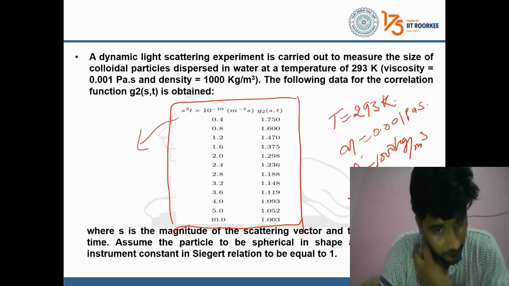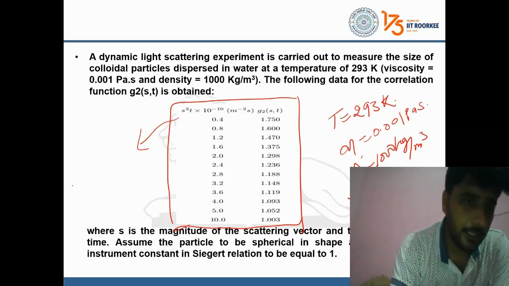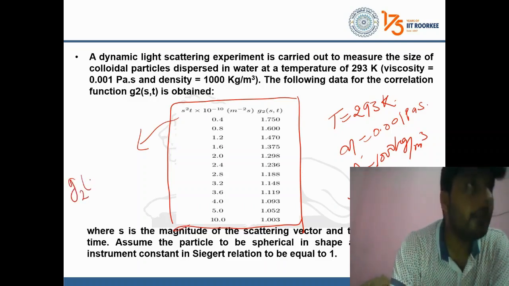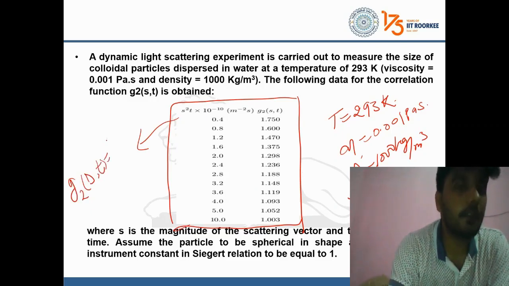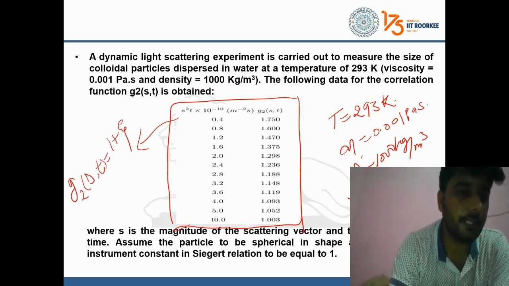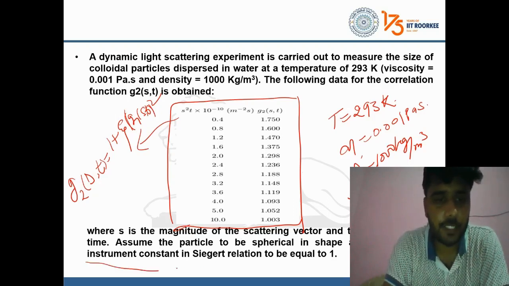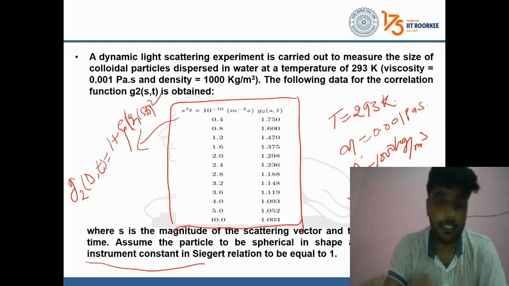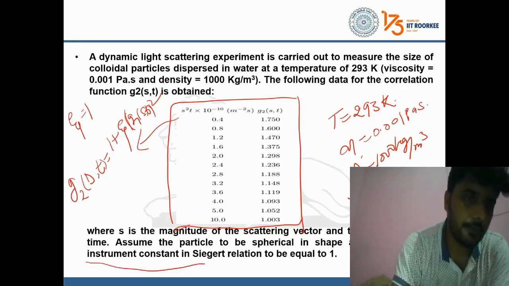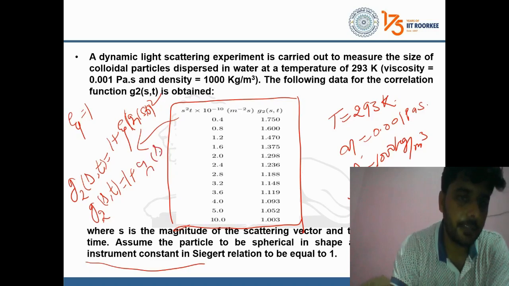So what is the relation? That is g2(s,t) equals 1 plus the instrument constant times g1(s,t) square. The instrument constant in this relation is given as 1, so you put the value of the instrument constant as 1, so g2(s,t) is equal to 1 plus g1(s,t) square.